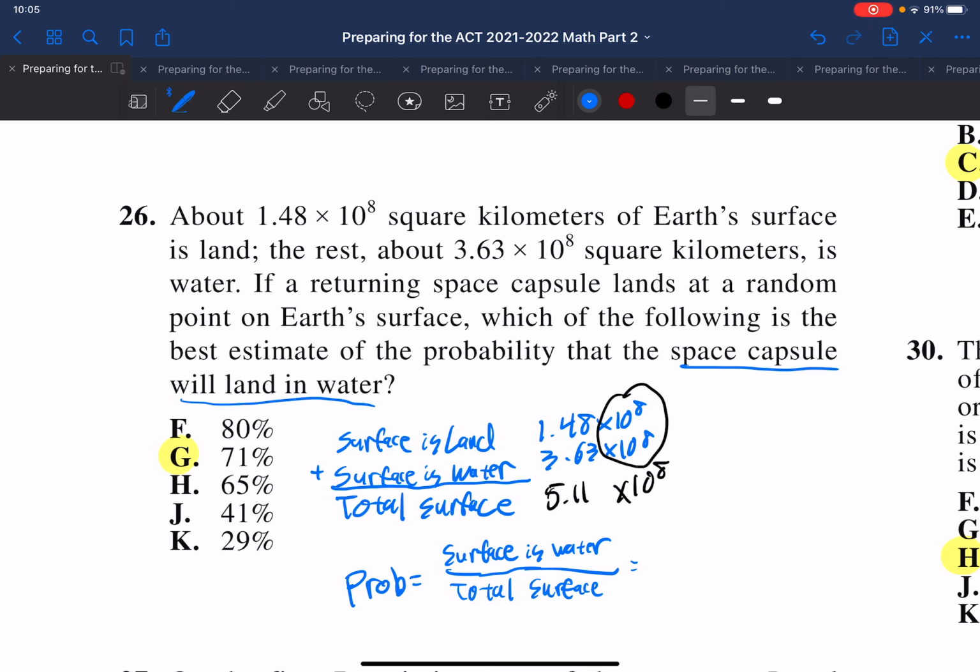So now I'm going to divide the surface that is water, 3.63 times 10 to the 8th, by the total surface of the Earth. Because I'm dividing, the powers of ten cancel out. So what we are left with is just 3.63 divided by 5.11, and we get as a decimal 0.710, and as a percent that turns into about 71%. So that is why the answer for 26 is letter G.